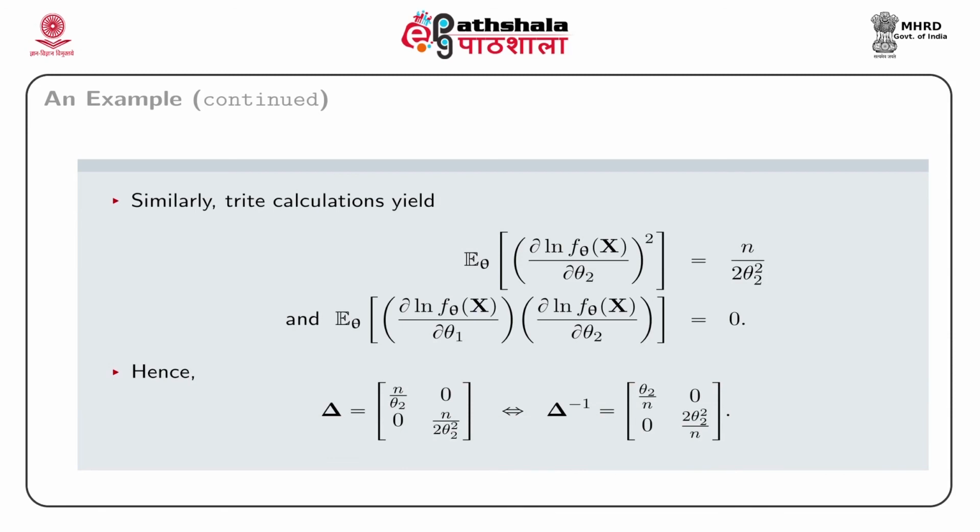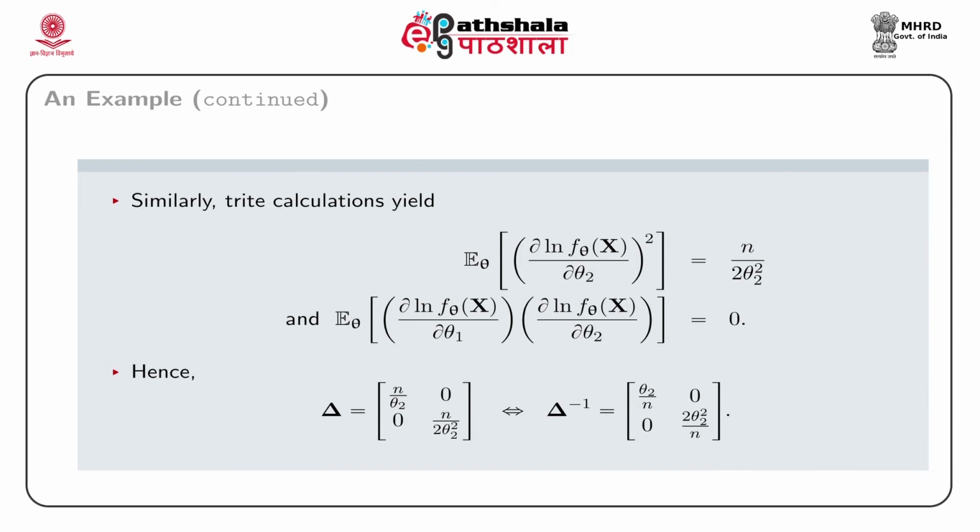And expectation del log f by del theta 1 into del log f by del theta 2 is equal to minus 1 by 2 theta 2 square expectation x minus theta 1 plus 1 by 2 theta 2 cube expectation x minus theta 1 whole cube, which is equal to 0, because expectation of x minus theta 1 and expectation of x minus theta 1 whole cube are the odd ordered central moments of the normal distribution. Both of them are equal to 0. As the xi's are iid, we get small delta 2 2 is equal to n by 2 theta 2 square and small delta 1 2 is equal to 0.